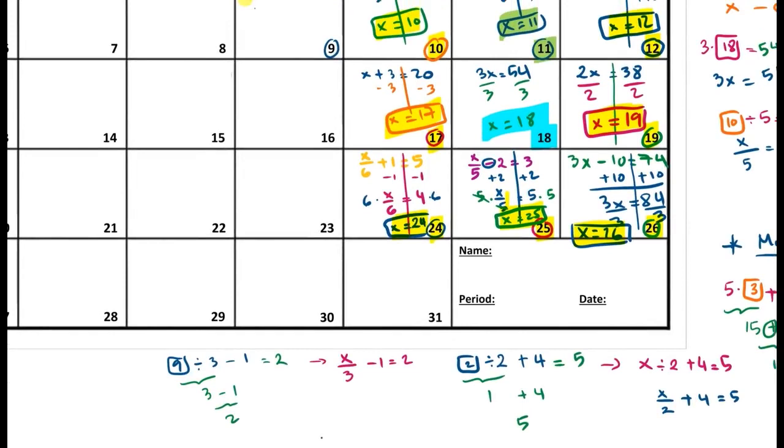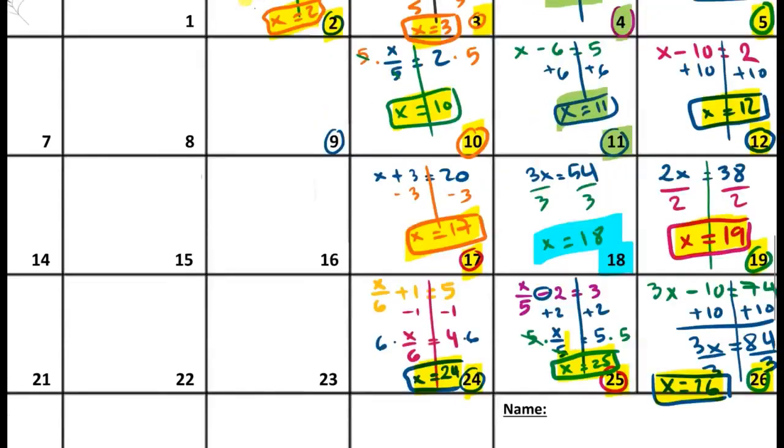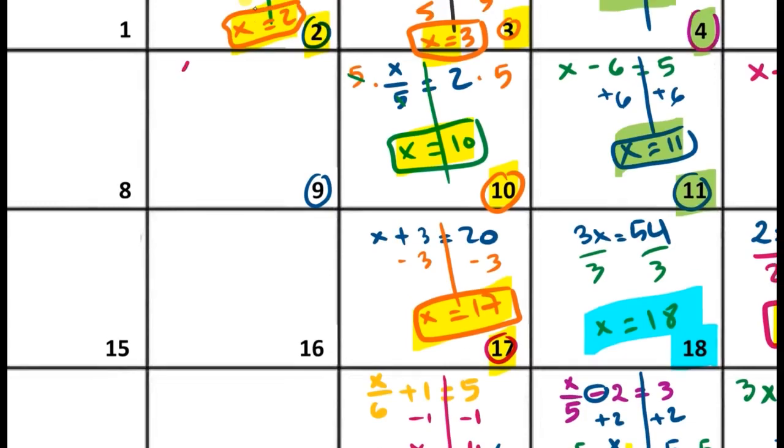x over 3 minus 1 equal to 2. So we're going to add 1 on both sides. That will give you x over 3 equal to 3. So in the division, you multiply by 3 on both sides. x equal to 9.